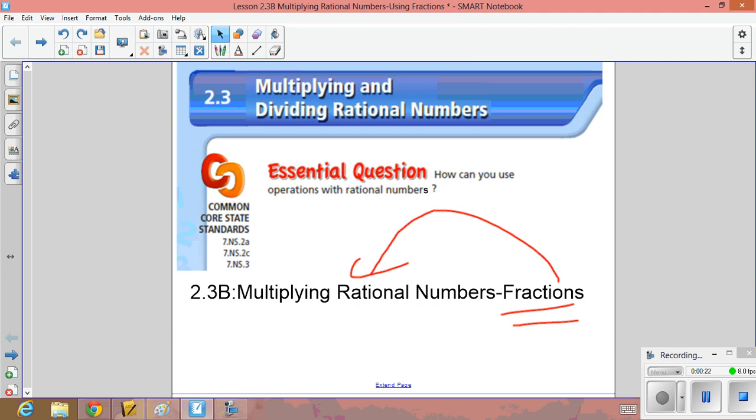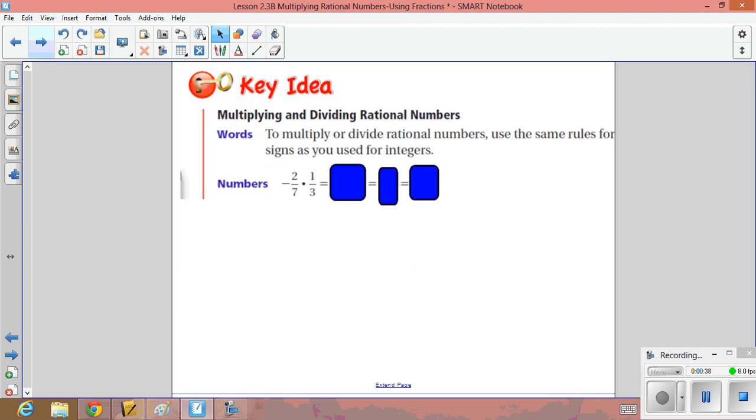So have your notebook ready, and we are going to make sure we meet our essential question: how can we use operations with rational numbers, and in this case, how can we use multiplication to multiply fractions? So here's example number 1. This is going to develop our key idea for the next 8 slides.